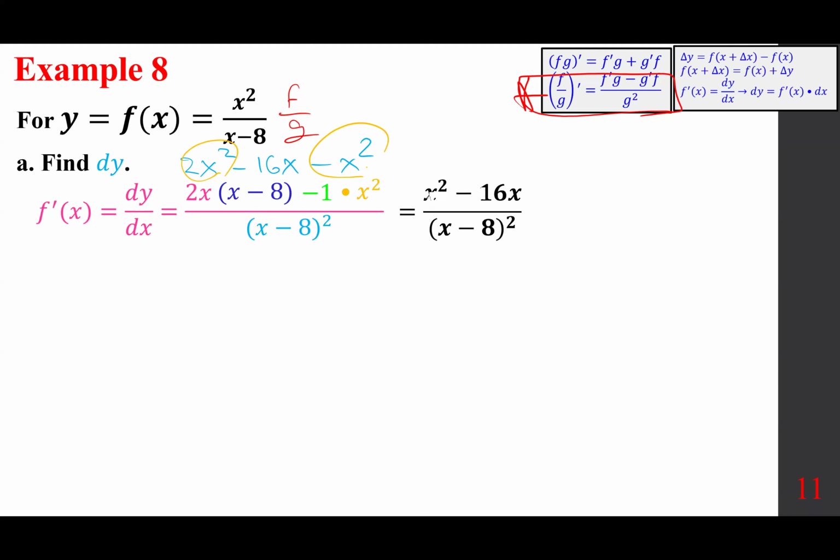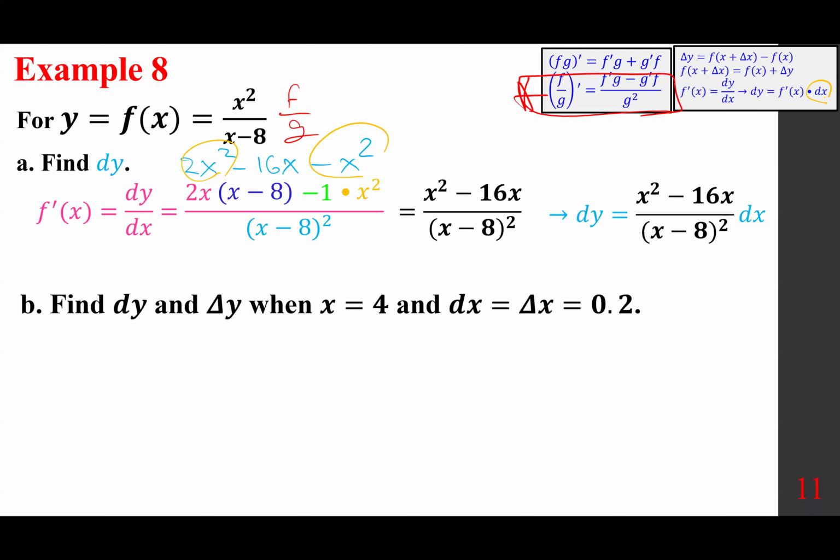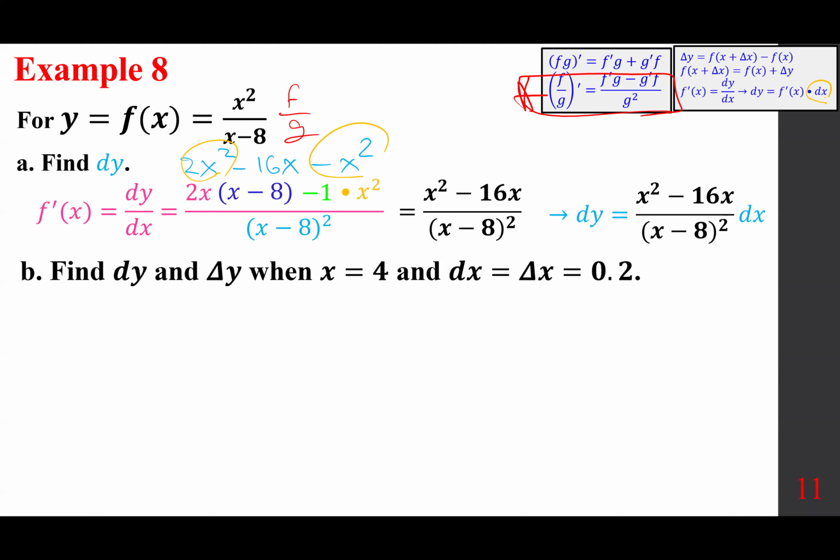That's not dy. So what is dy? The same thing times dx. dy is f prime of x dx. The second part says find dy and delta y when x is 4 and dx is 0.2. So first, for dy, replace the x with 4 and dx or delta x with 0.2.